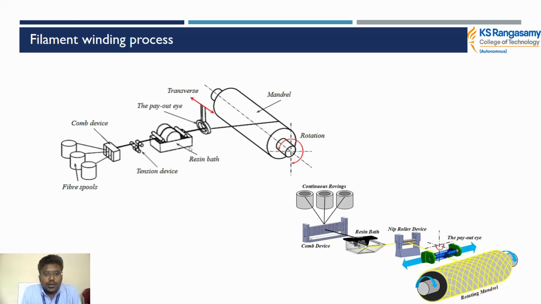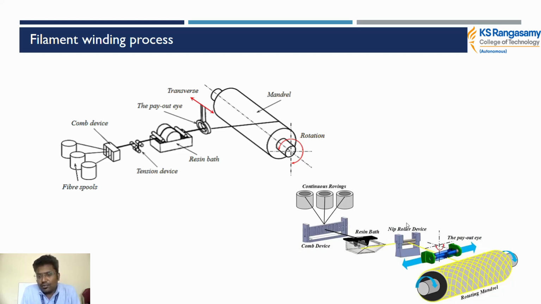Next one is the resin bath. Again, similarly, we are using the resin bath. The fiber will come through the resin bath side, and next we go to the pipe, and this is the mandrel. This mandrel moves in clockwise and anti-clockwise direction. Usually rotation. This mandrel will also move from right to left. So finally the product will come, we can dismantle it and insert a new one.